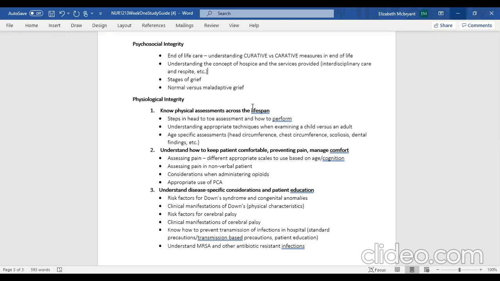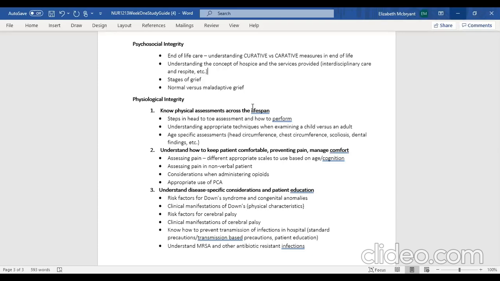And then the physiological integrity. So you need to know about physical assessment. Like I said, we're starting with the basics and working our way up. You need to know head to toe assessment and how to perform it. There are going to be questions about assessment. Nothing too crazy, but you need to know anatomical landmarks, like where do I put my stethoscope to listen to an apical pulse?